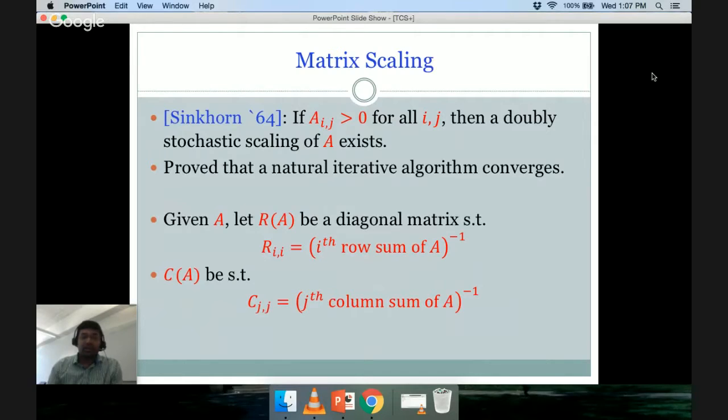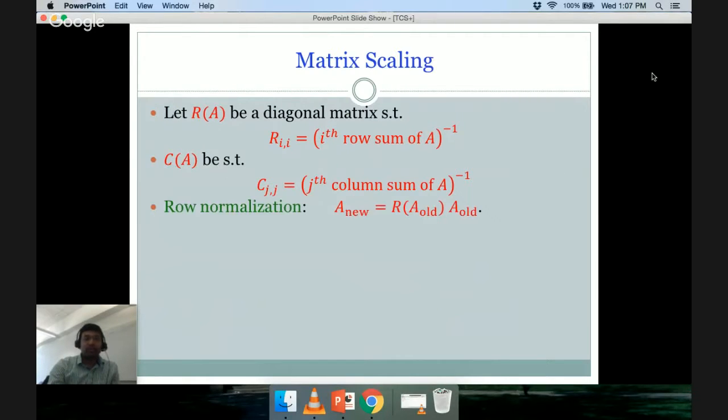Similarly, for the matrix C of A, its jth entry is the jth column sum of A to the power -1. So these are matrices that encode the row and column sums of A. Now, given these matrices, we define operations called row normalization and column normalization. In row normalization, you just normalize all the rows of A to be 1. This is easy to do: the new matrix A is R of the old matrix times the old matrix.